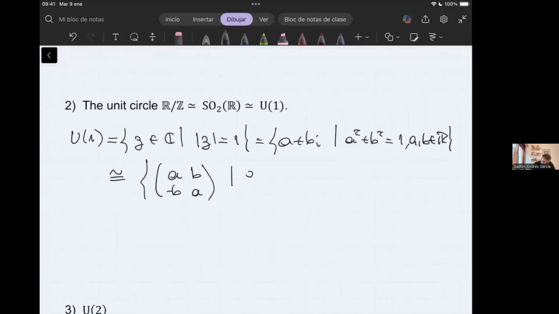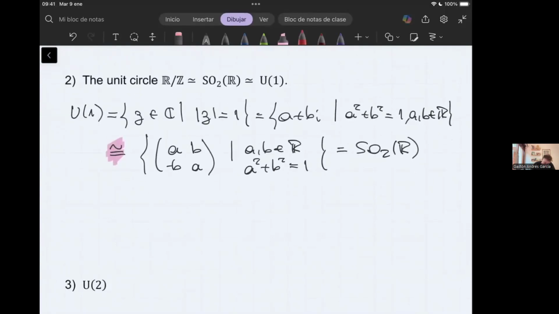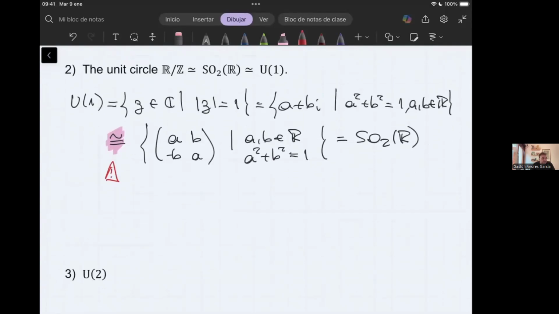And with this description, with A and B real numbers, they satisfy that the determinant is 1, and these are our rotation matrices of determinant 1, so this is SO2, the special orthogonal group of 2 by 2 matrices over R. One can prove that this is actually an isomorphism of groups, of topological groups. Yes, this is also an exercise. So we have the same description for this group.